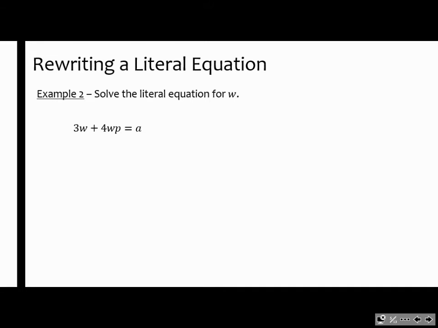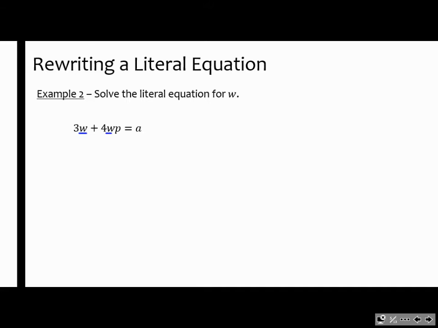So we have lots of variable terms. We have w, we have p, we have a. We're going to start treating variable terms that we're not focusing on the same way we would treat constant terms or other coefficients. So yes, this is a literal equation. It has lots of variables, but we still follow the same properties. So don't let that get you frustrated. I have w, and I want to isolate w.